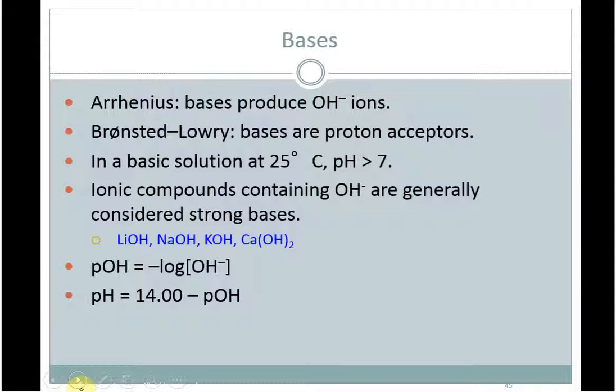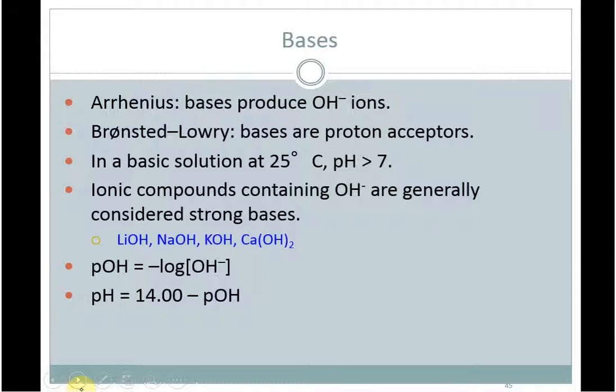Now, we've talked a little bit about acids. We need to talk a little bit now about bases. We said that Bronsted-Lowry says that acids are proton donors. Bases are going to be proton acceptors. They're going to accept an H+ or a proton from the hydronium ion in solution.